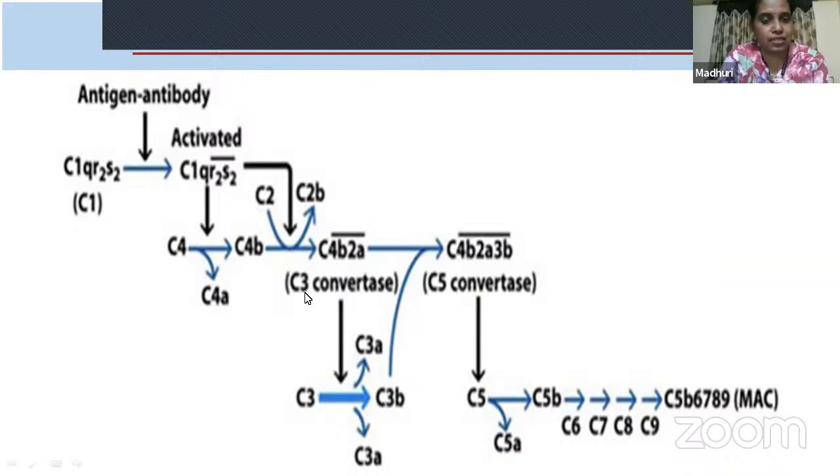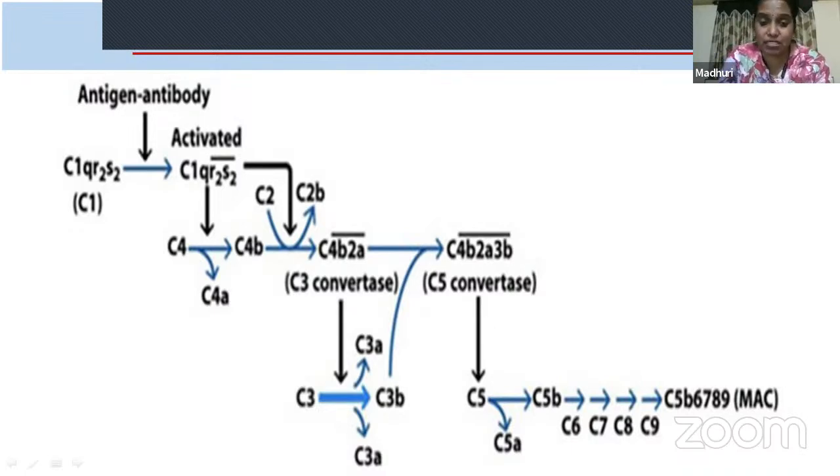Now this C3 convertase, as the term suggests, acts upon C3. So this complex acts on C3, breaking down C3 into C3A and C3B. Now this C3B is much heavier, so it goes and attaches to the complex. Is it clear? C4B, 2A and 3B. This particular complex is called the C5 convertase. Now, as the term suggests, it acts upon the C5 molecule. So till here, that is till the C5 convertase, it is one part of the classical complement pathway.